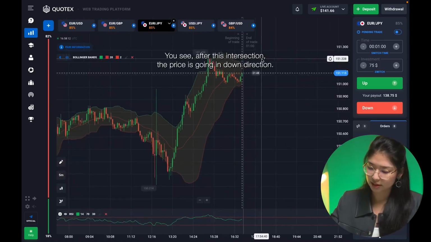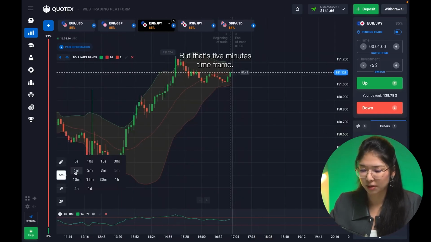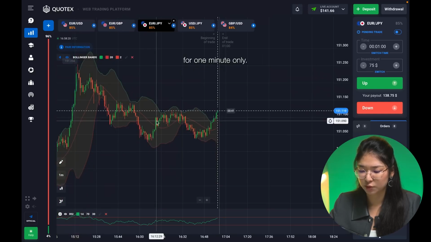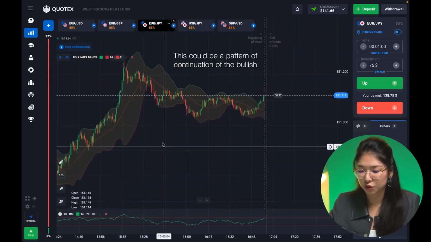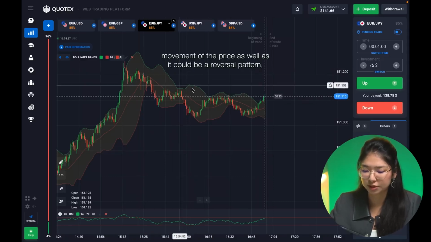You see, after this intersection, the price is going in a down direction, but that's the 5 minutes time frame. I have to go to the 1 minute time frame as I prefer opening trades on 1 minute only, and this could be a pattern continuation of the bullish movement of the price, as well as it could be a reversal pattern.